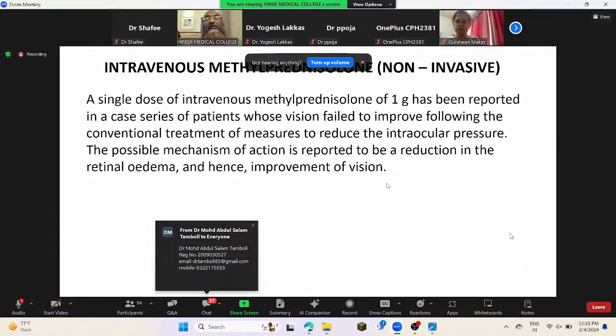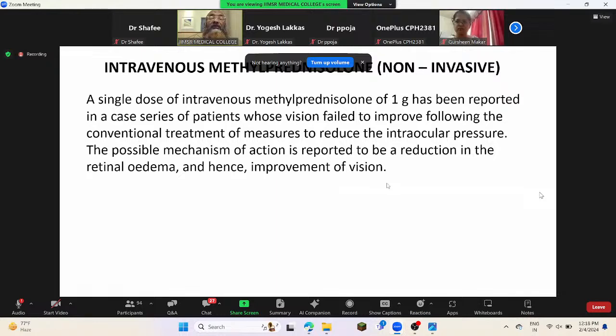Intravenous methylprednisolone, which again is a non-invasive method. A single dose of intravenous methylprednisolone of 1 gram has been reported in a case series of patients whose vision failed to improve following the conventional treatment of measures to reduce the intraocular pressure. The possible mechanism of action is reported to be a reduction in the retinal edema and hence improvement of vision.